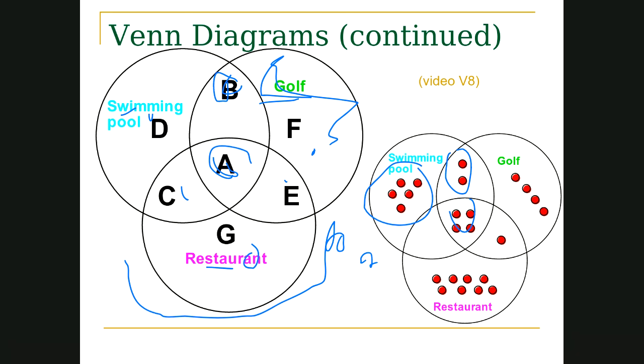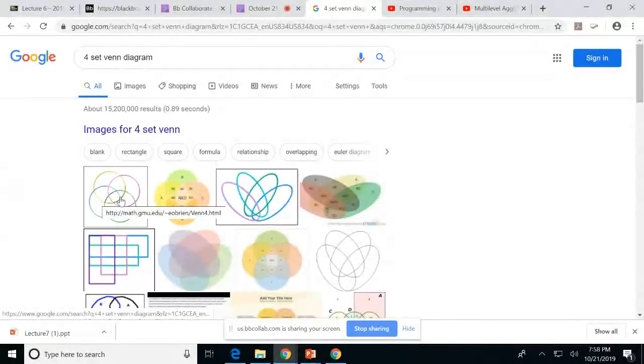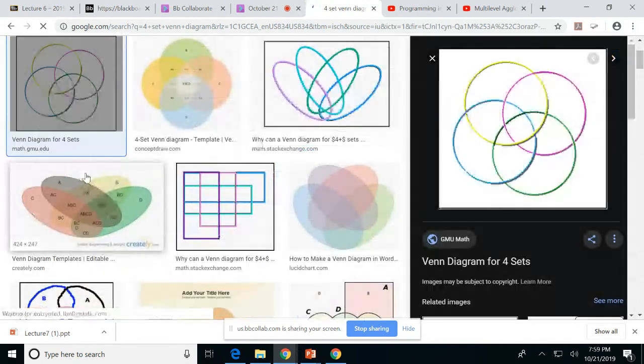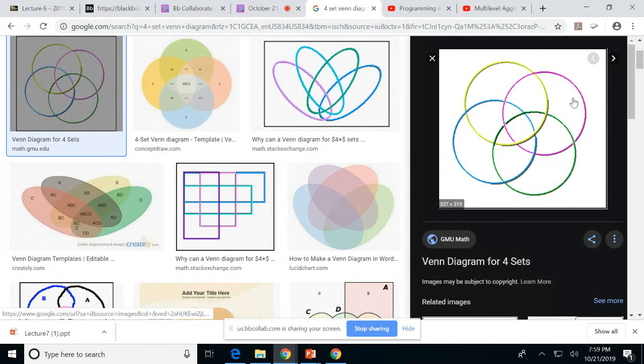Let me share the screen. For example, this first one is not a Venn diagram. It does have 4 sets, but it doesn't show all possible combinations. Let's look at blue and purple. It doesn't show a combination where I only have blue and purple and nothing else. It shows a combination where I have blue and green and nothing else, but not all. If you go across, you don't find that combination. So that's not a Venn diagram. That would be an Euler diagram because it doesn't show all possibilities.